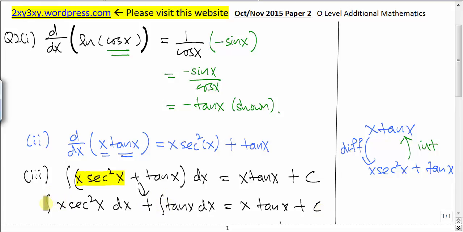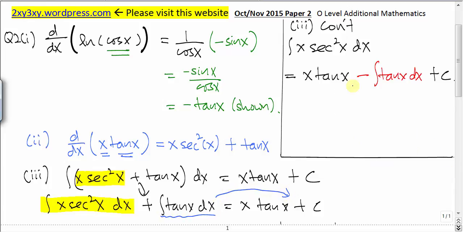And we are interested in this integration. Hence, what we can do is move this expression over to the other side here. This is the result after we move the integration of tangent x dx over.